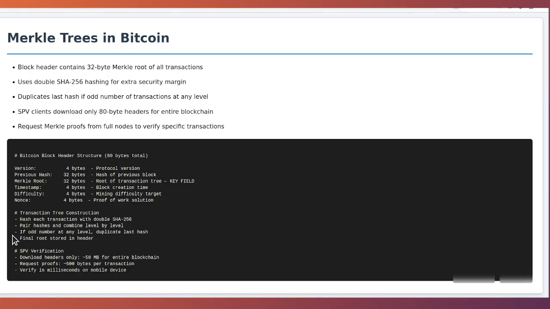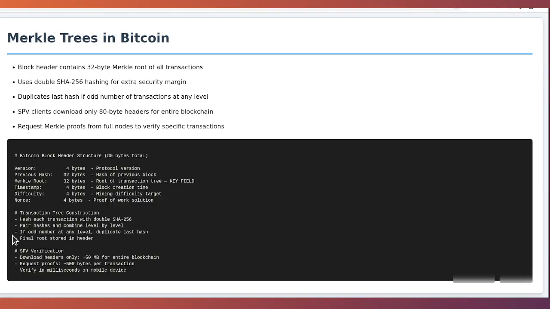If the number of transactions is odd at any level, Bitcoin duplicates the last transaction hash to make an even number. This ensures the tree structure remains binary. For example, with 5 transactions, the 5th transaction hash is duplicated so there are 6 leaf nodes, which can be paired properly. SPV clients in Bitcoin, which include most mobile wallets, download only block headers.